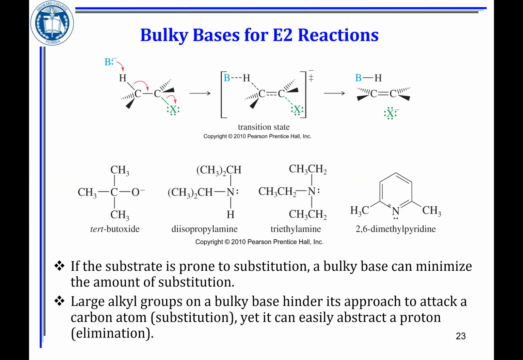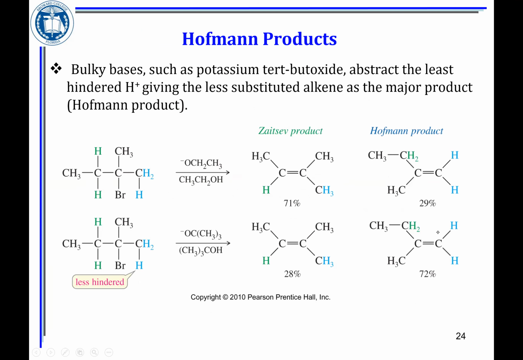If you have one of these, it would reach for the least substituted beta carbon. So we have Hofmann product, least hindered. Hydrogen is going to be abstracted by a bulky base, and it would give you Hofmann product as the major product. But for a not so bulky base, the hydrogen from the more substituted carbon is going to be removed, and the major product is going to be Zaitsev product.